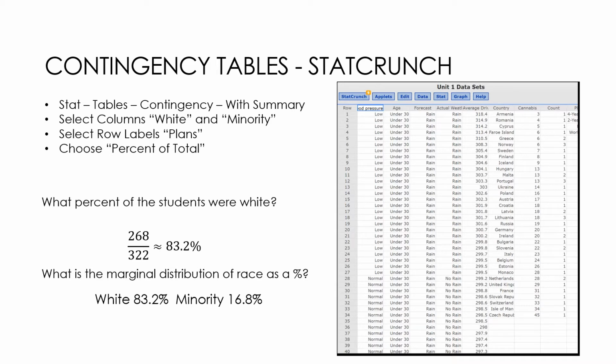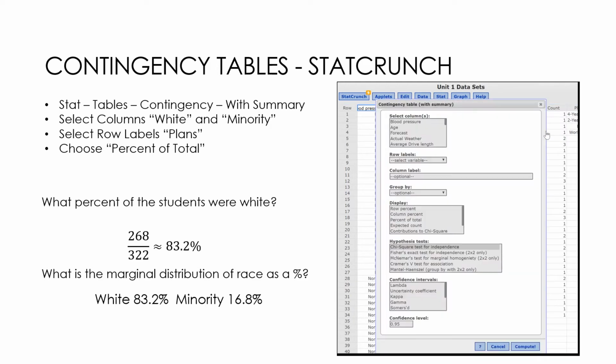So I'm going to look for what percent of students were white and what is the marginal distribution of race as a percentage. So I'm going to go to Stat, Tables, and we've already done this, but before we went to Frequency, now we're going to Contingency, and I'm going to go with Summary. Now, what do I want to use? I want to choose my columns for white and minority, so I just shifted to select both of those.